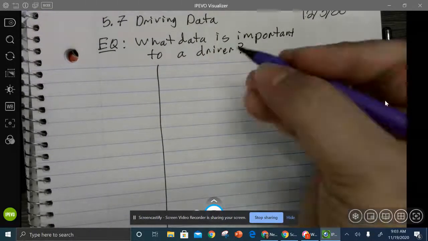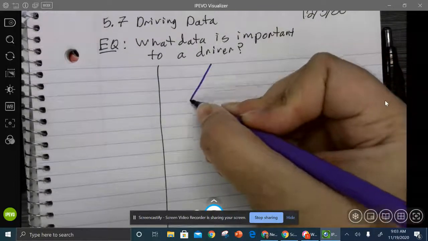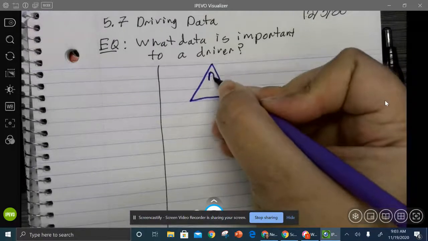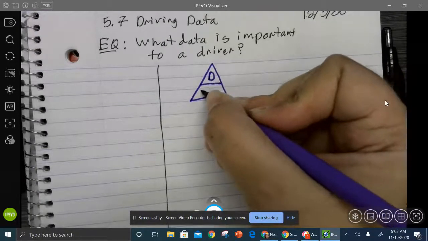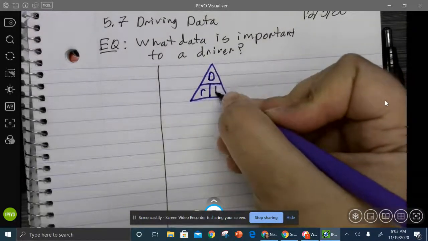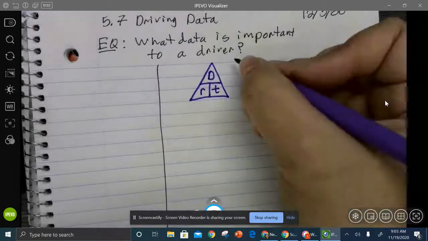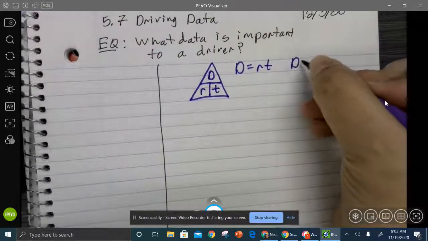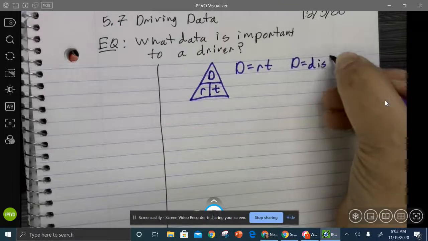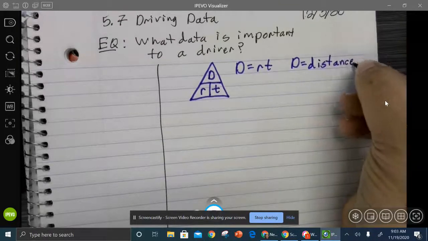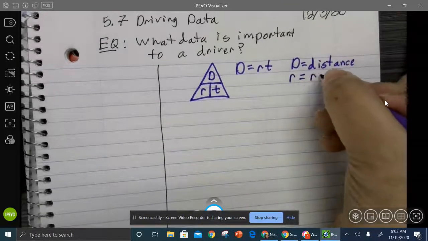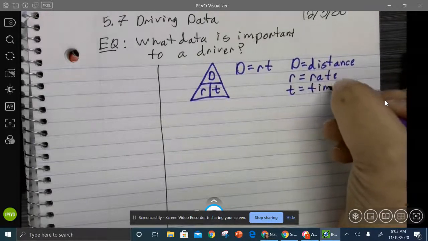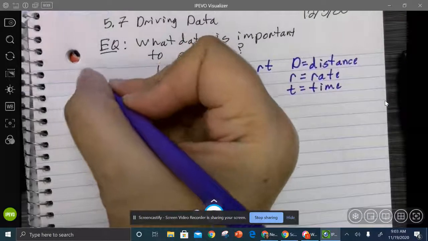Okay, so this one, everybody, the pyramid again. We have distance is equal to rate times time. D is the distance, you may have used this one in science or engineering, r is the rate, and t is the time. This is driving data.